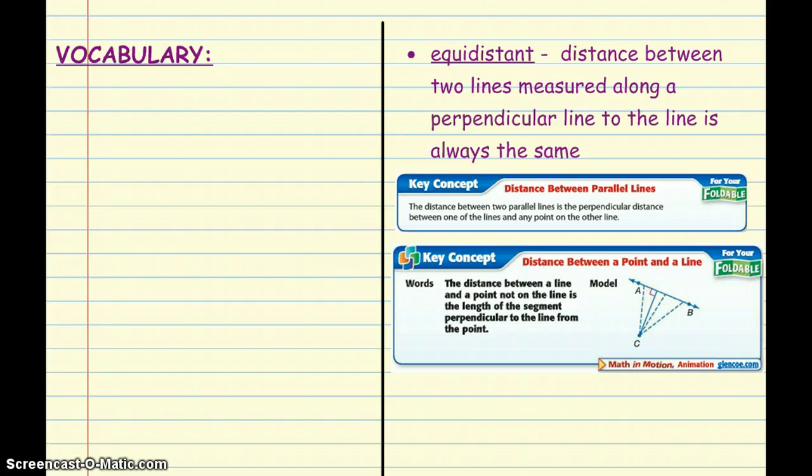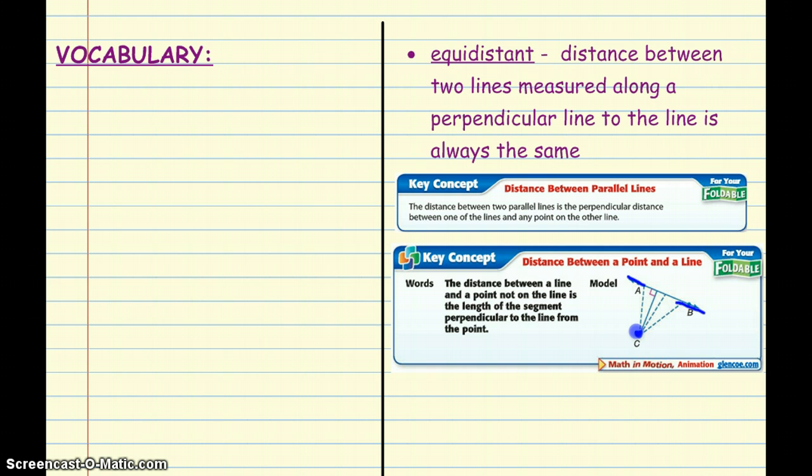First of all, the distance between two lines measured along a perpendicular line is always the same. And between parallel lines, if you make a perpendicular at any point between two parallel lines, it'll be the same distance.